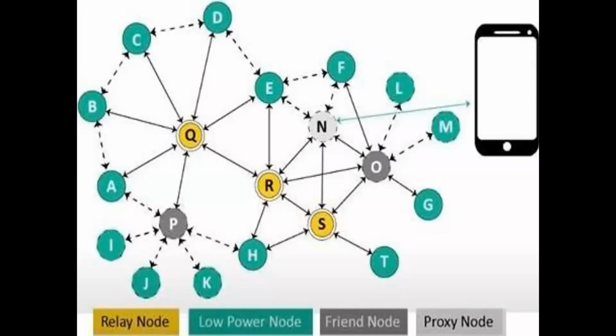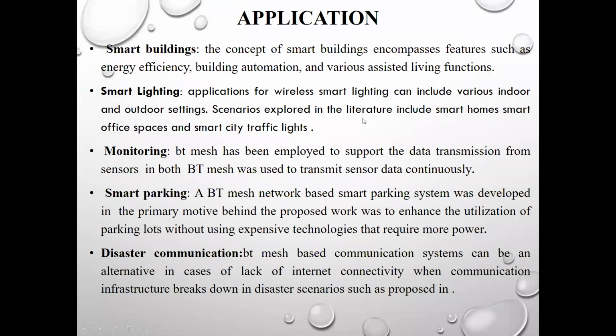Here are the pictures of the result. How is it going to connect? You can see the yellow ones. They are the relay nodes, which act as transmitter and receiver for the Bluetooth mesh channel. These are all the low power nodes, which use friend nodes to be in the mesh channel. This is the proxy node that is directly connected to the Bluetooth device.